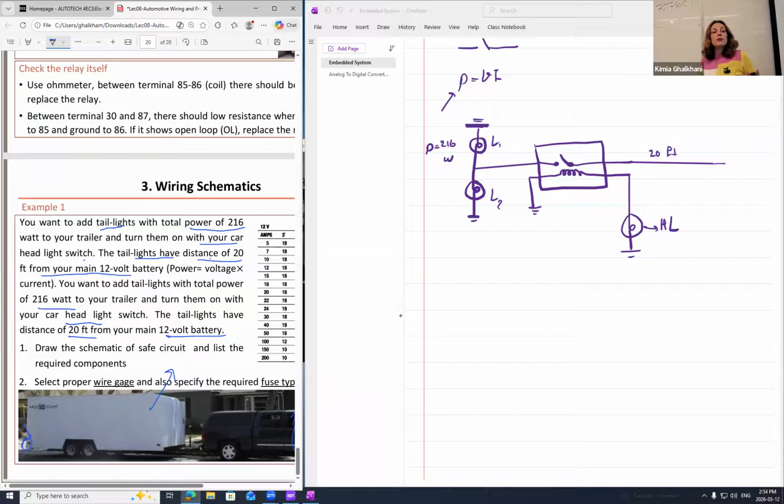How do I include the fuse in an electrical circuit? What is the location? Who can answer this question? I said it before, that's why I asked it. Any idea? It's okay. Fuse, what's the application of fuse? How about that? Who knows what's the application? Why we, yes, please.